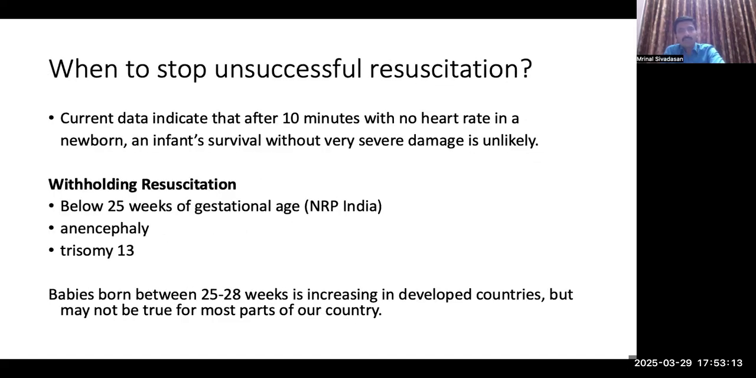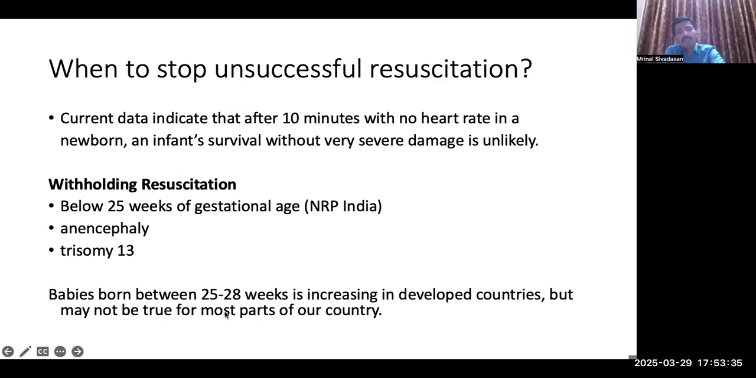Now, when to stop resuscitation? So it was initially 10 minutes. Now it has been extended to 20 minutes of no heart rate. Withholding resuscitation can be done for less than 23 weeks, and in the Indian setup we go for less than 25 weeks. Then presence of anencephaly and trisomy 13 syndrome, that is the Patau syndrome.